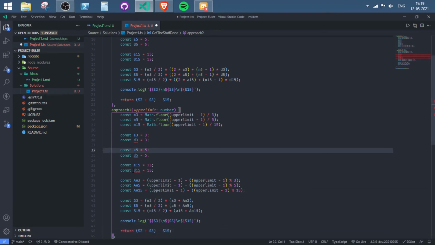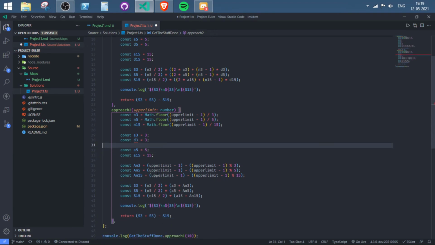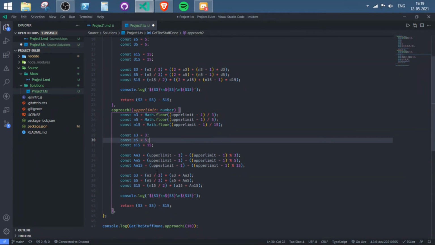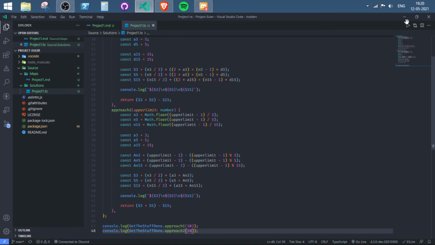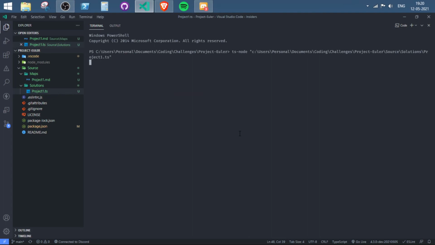I don't know. Wait, D5 wasn't used. Yeah, D5 and D stuff are not supposed to be used in this solution. I forgot that I also had them. Yeah, now Control C, Control V, and approach 2. Let's see if it works. If it did, then great. Yeah, it gives us pretty much the same result.